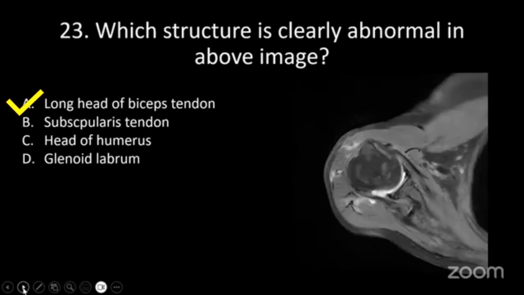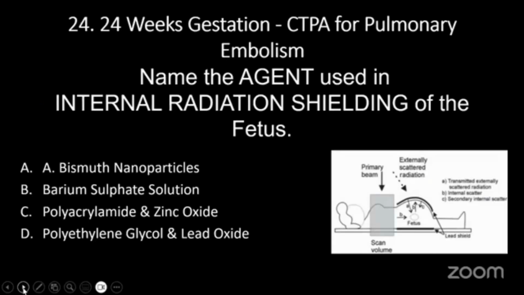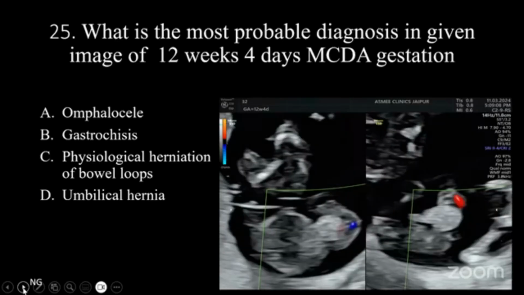They said long head of biceps tendon looks abnormal here. In the second trimester, if a lady has to undergo CT angio for pulmonary embolism, it's nice to swallow diluted barium sulfate solution as an internal radiation shielding. Large echogenic content herniated anterior to the bowel with blood vessels is typical of omphalocele and nothing else.